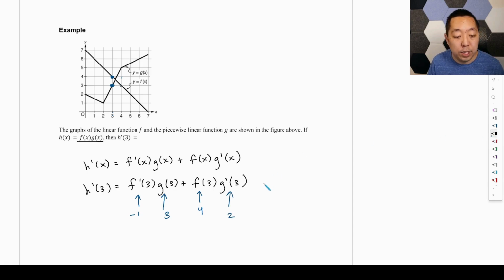Right? So then we put it all together. We get negative 1 times 3 plus 4 times 2. So that's going to be negative 3 plus 8. And that's going to be 5.